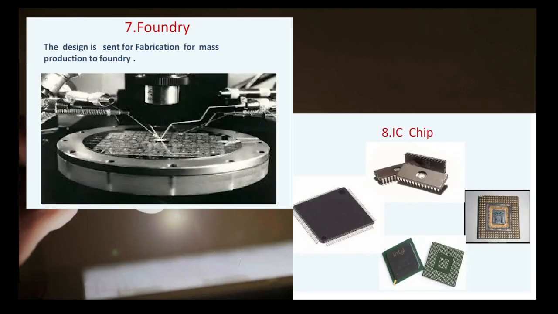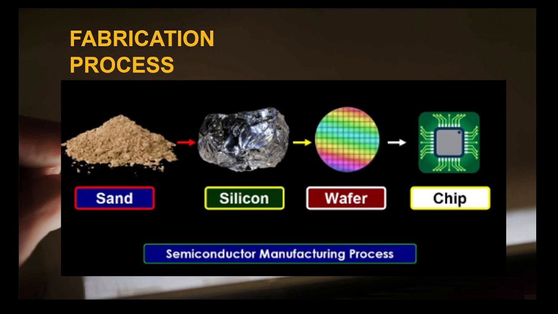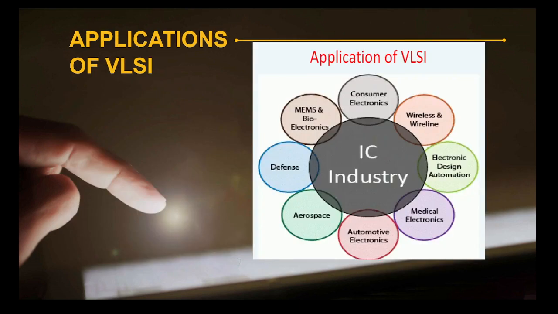The next one is foundry: how a wafer is formed from silicon by going through a series of fabrication steps, and at last it is packed and metallization is required, so we get an integrated circuit, a chip. The fabrication process starts from sand to silicon, which is molten, and with a series of steps we get a wafer, and it moves to the last process of aluminum metallization and packaging. Hence we get an integrated circuit.